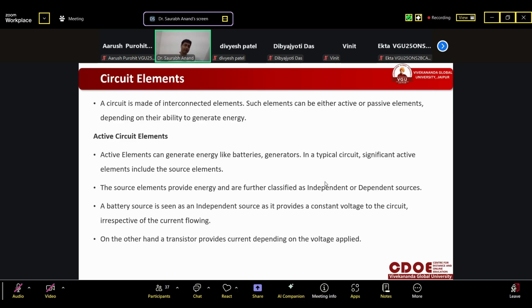On the other hand, a transistor provides current depending on the voltage applied. We will study transistors, which are PNP and NPN. So it provides current depending on the voltage applied. If we are applying lower voltage, it will have lower current. I told you in Ohm's law: lower voltage value, lower current; higher voltage value, higher current. The current value is depending upon the applied voltage value. So if we apply a low value of voltage, we will have less current. There is dependency, so it is providing a dependent source.